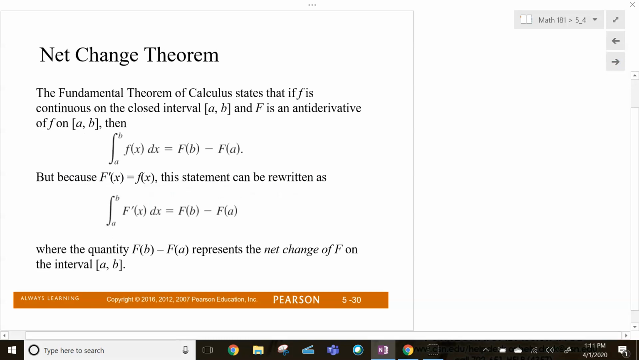All right, so the net change theorem states that the fundamental theorem of, you know what, I'm going to stop this and do a second part on this.